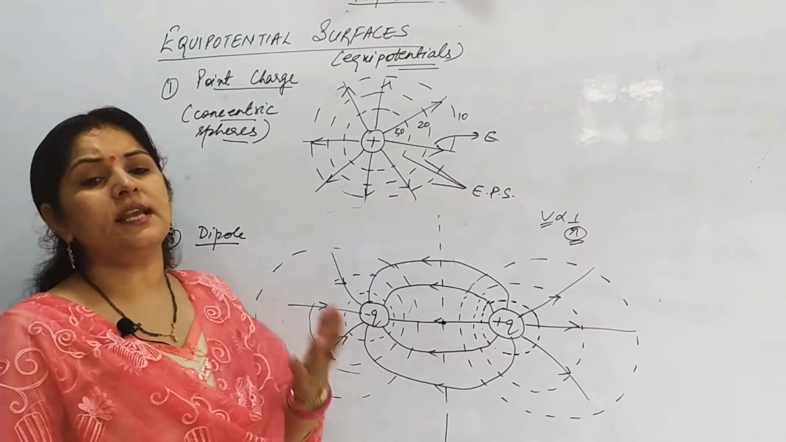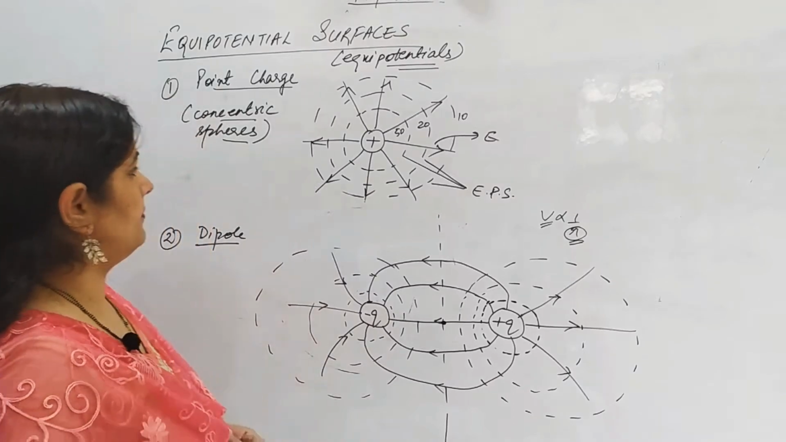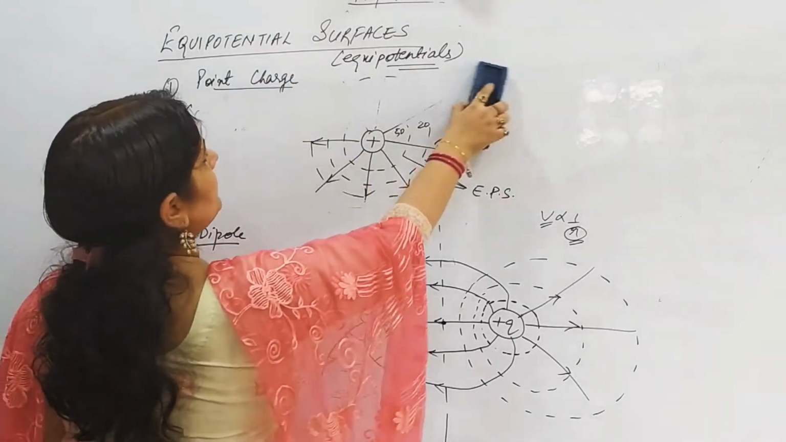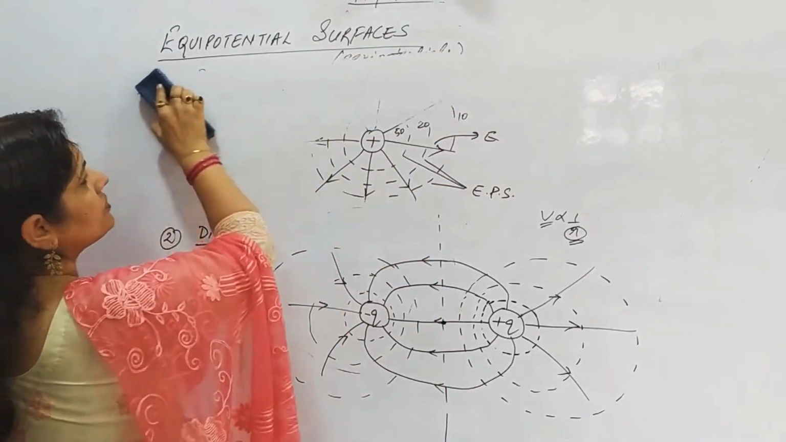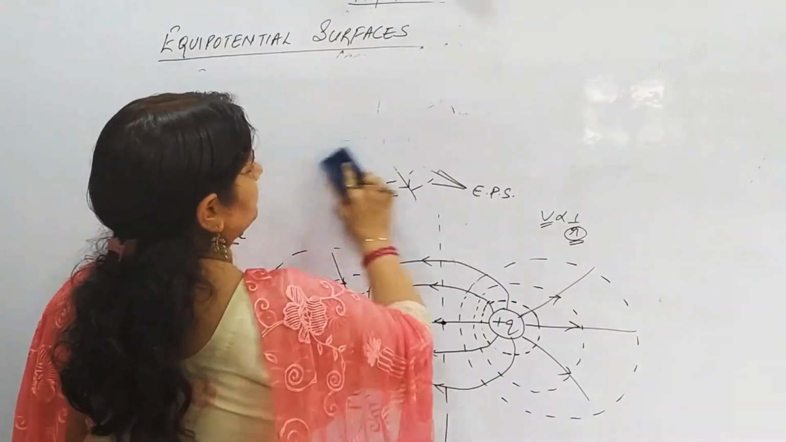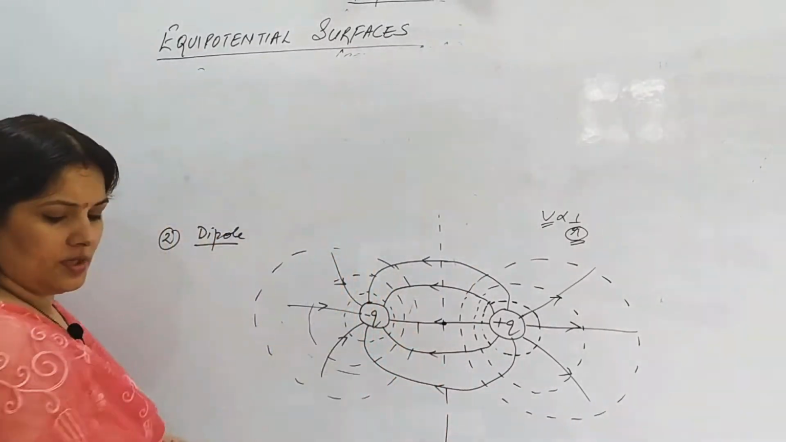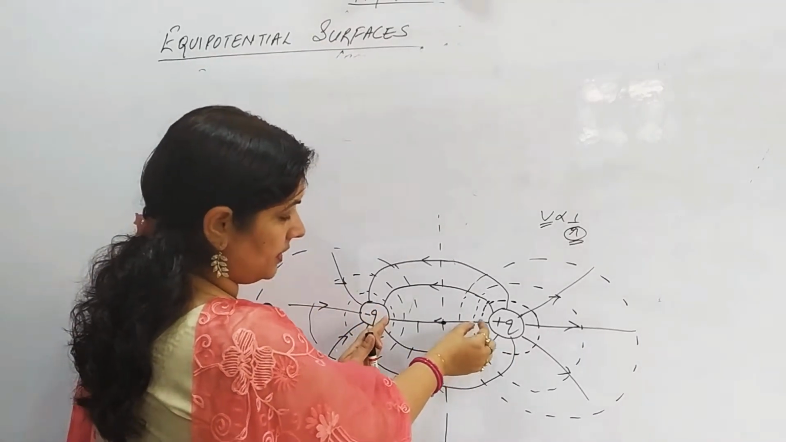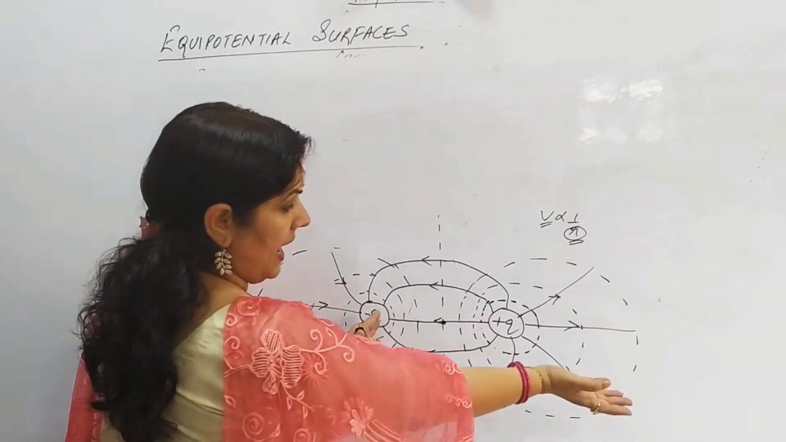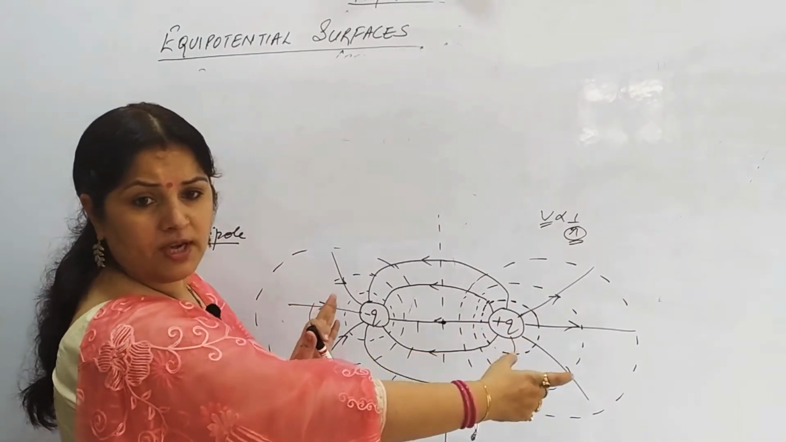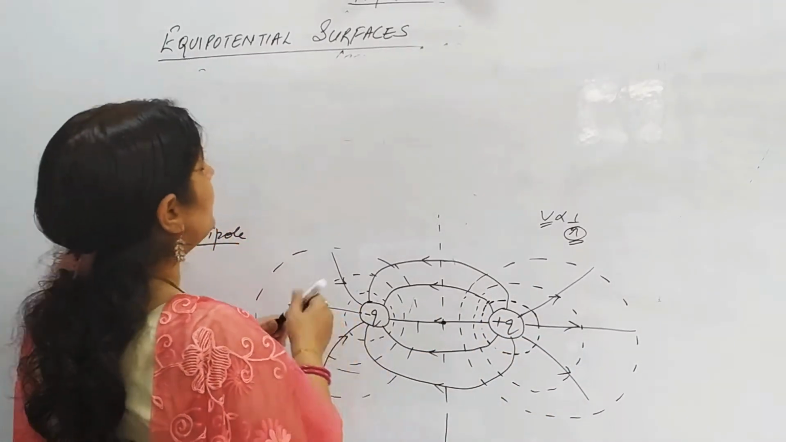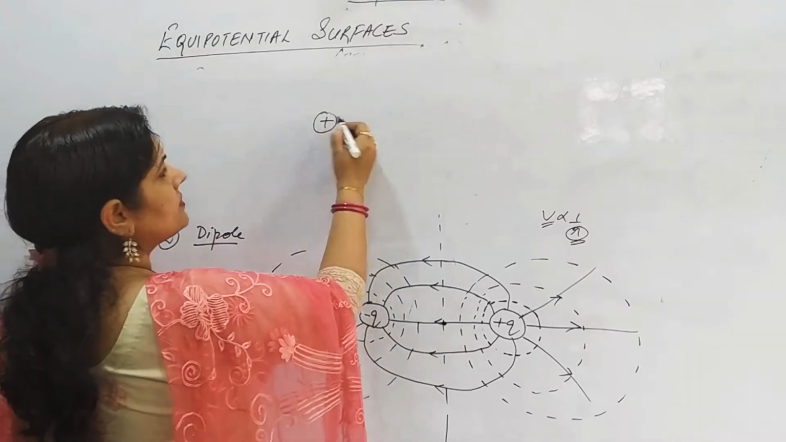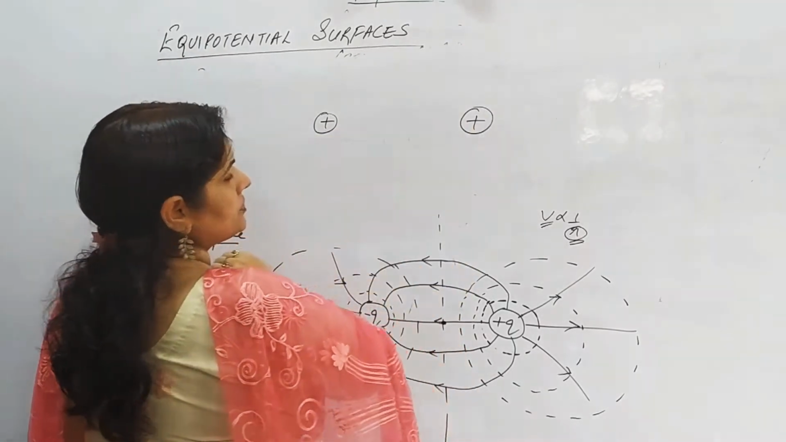Now if we take same charges, suppose we have taken same charges, positive positive or negative negative. For the dipole we have to remember that in the center the potentials will be closer, and on the outer sides on both sides the potentials will have more distance. Now we will take two positive charges, this is positive and this is also positive.